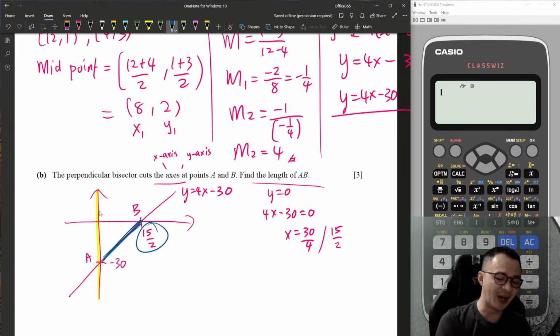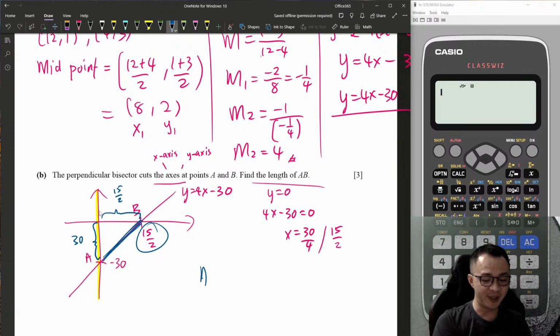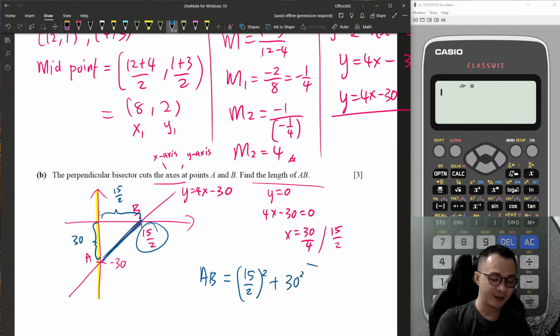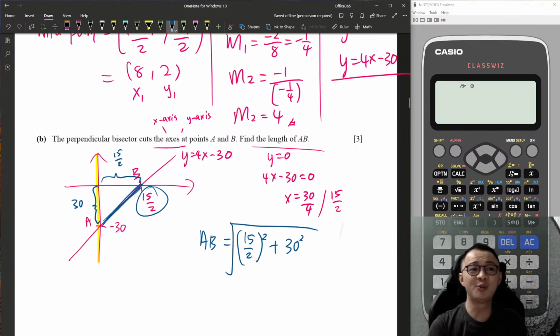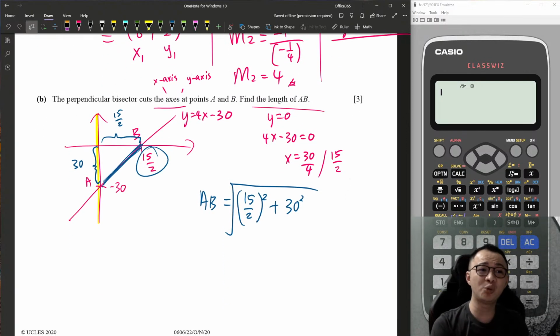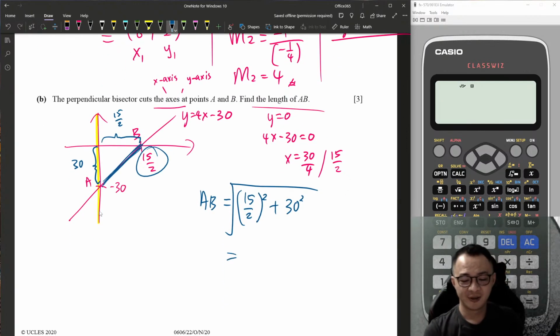Because this is 7.5, means 7.5 is the length here, isn't it? This one is 15 over 2. And the length here will be 30. So AB will equal to the square root of (15 over 2) squared plus 30 squared. Can you recognize I'm actually doing Pythagoras theorem? So yeah, 7.5 squared plus 30 squared.